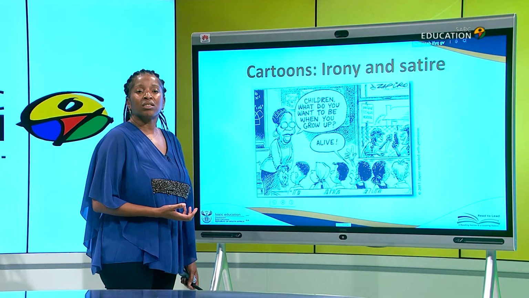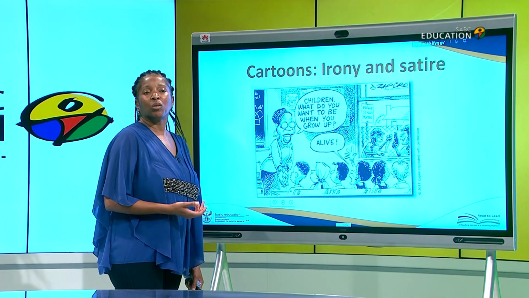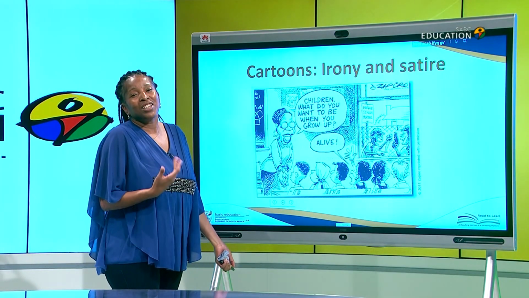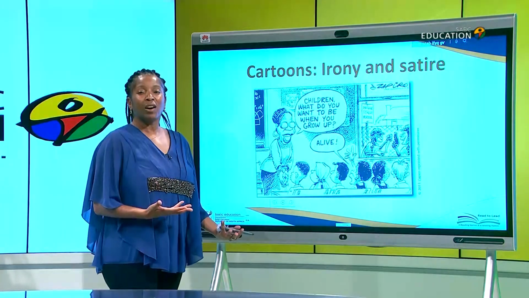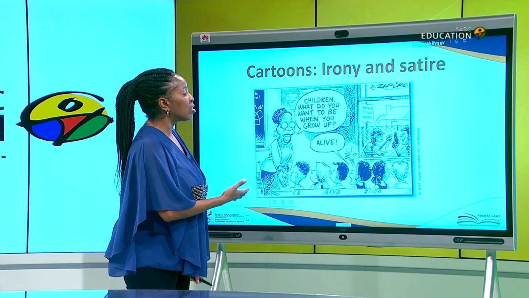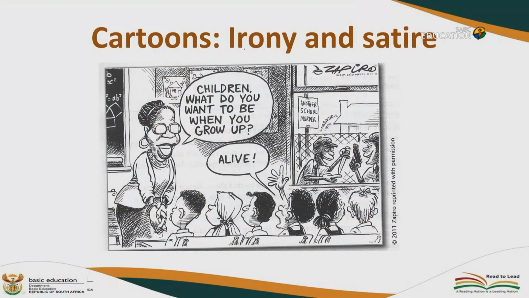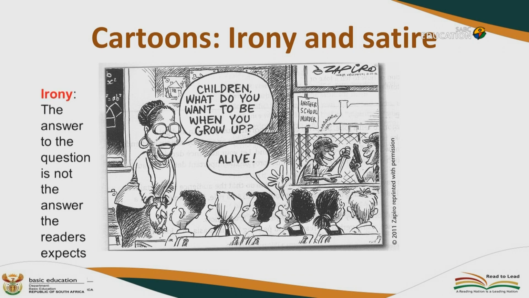We know that when you ask a child, what do you want to be when you grow up? They will always say, I want to be a teacher. I want to be a doctor. I want to be a policeman. But this particular one says alive. And cartoonists use this to show irony.